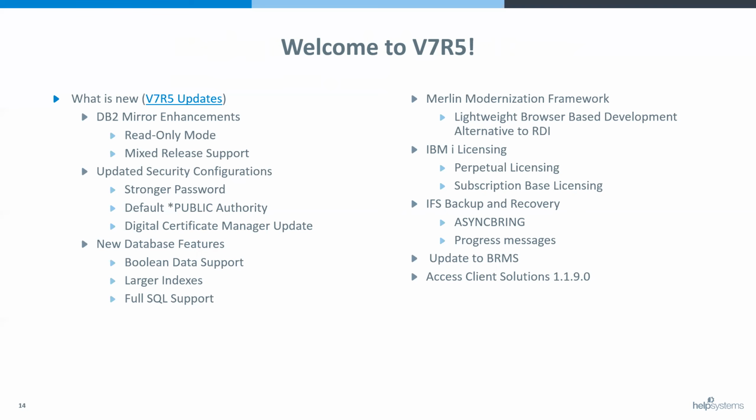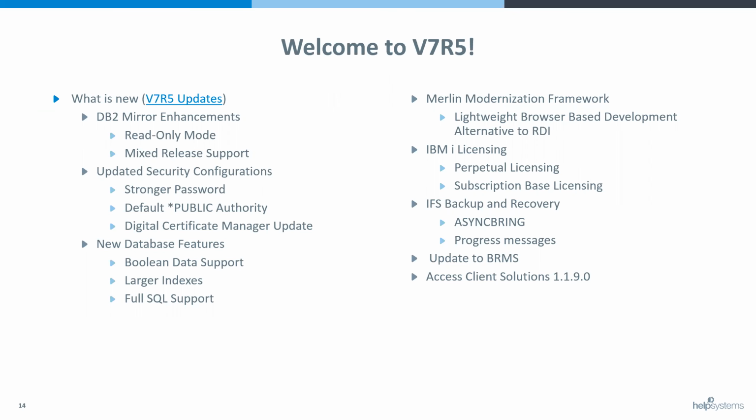Also, some updated security configurations, stronger password encryption, default public authority for IBM supplied objects no longer need change authority. They're going to get shipped with use authority. Also, an update to Digital Certificate Manager. From a database perspective and programming perspective, Boolean data support, significantly larger indexes, 1.7 terabyte to 16 terabyte, and records to 17 million. Also, operating system has full SQL support. Probably the big thing is Merlin, the modernization framework. It's really a lightweight browser-based development alternative to Rational Developer.